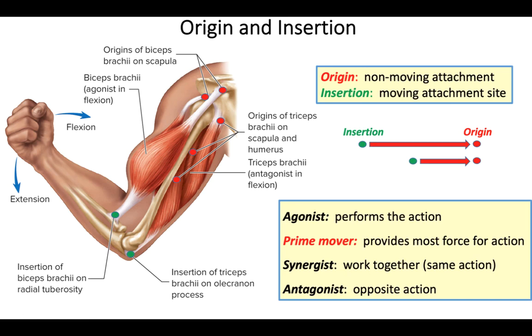There's another muscle we're going to learn called the brachialis. It does the same thing, it just isn't as powerful. So the biceps is the prime mover, and the brachialis would be a synergist. It works with the biceps and does the same action, but doesn't provide as much force. The same is true with the triceps. The triceps is the prime mover for elbow extension, but there's another one we're going to learn that's a synergist.